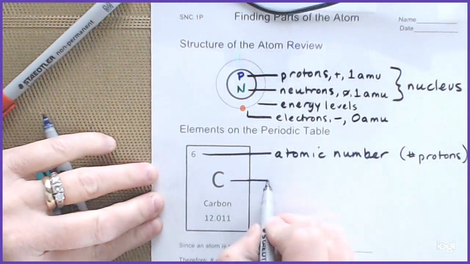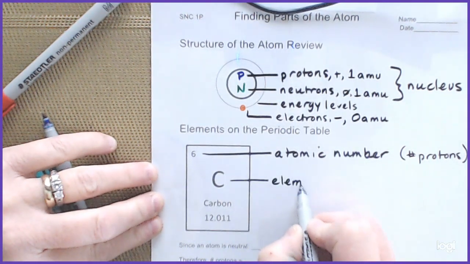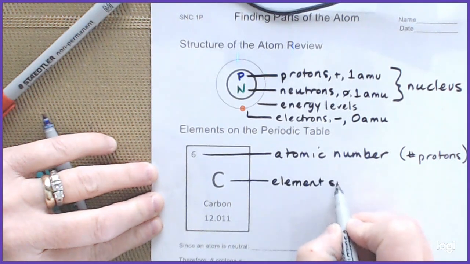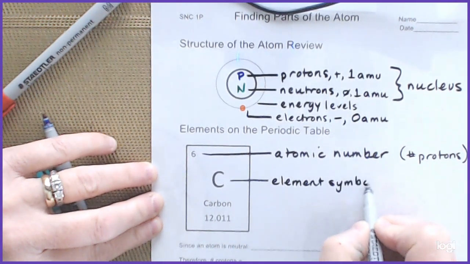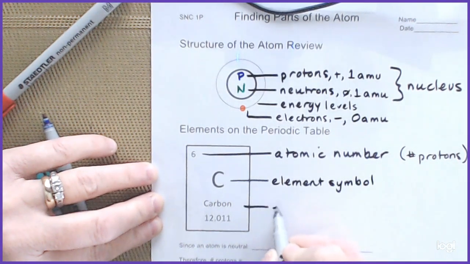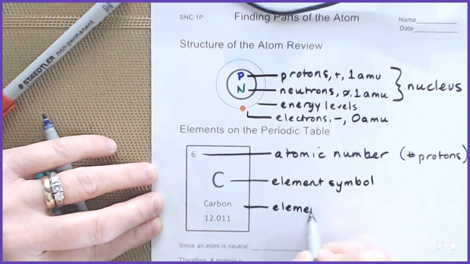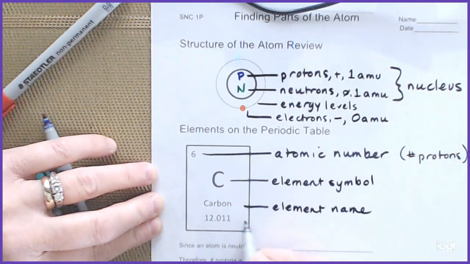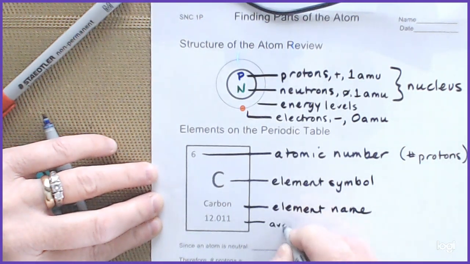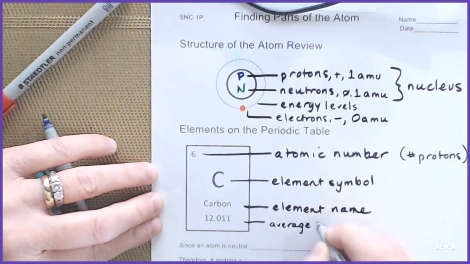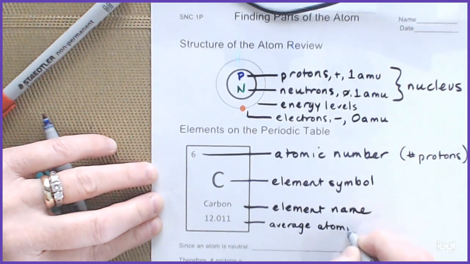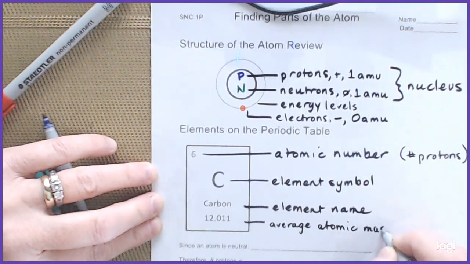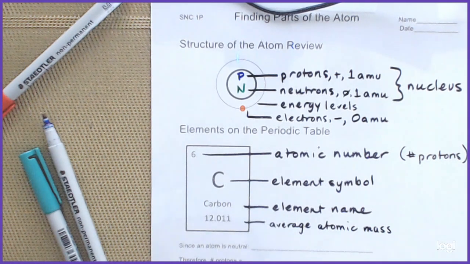So this is the element symbol. This is the element name. And this is the average atomic mass. Now we're going to do something with this atomic mass.